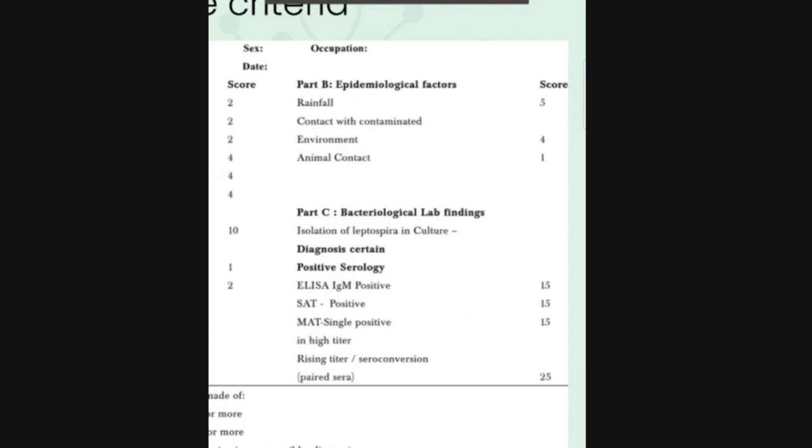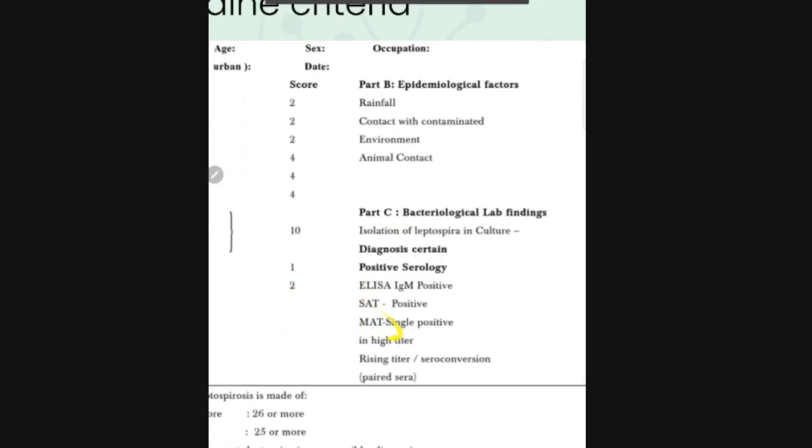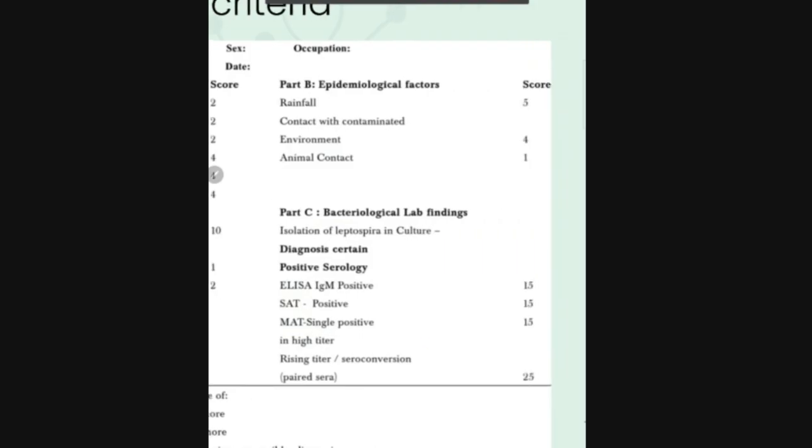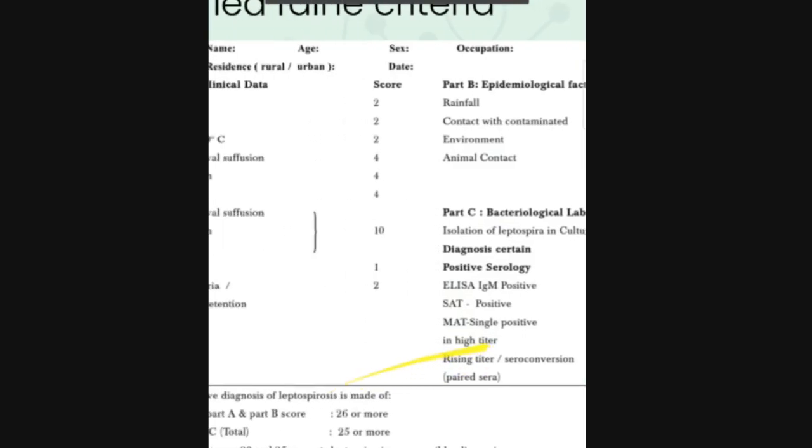Serology carries the highest points here. So ELISA IgM positive, SAT, then MAT. What is MAT? Microscopic agglutination test. This microscopic agglutination test is commonly performed for leptospirosis. When the microscopic agglutination test is in higher titers, we take it as positive.